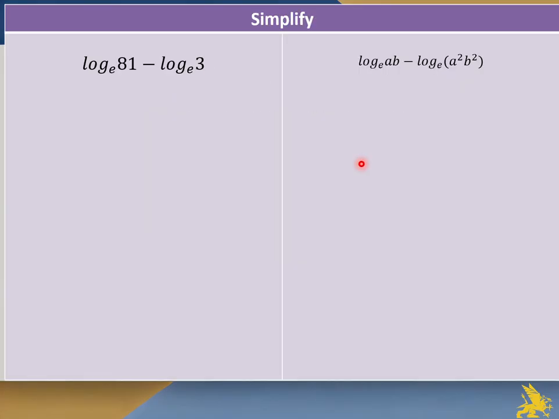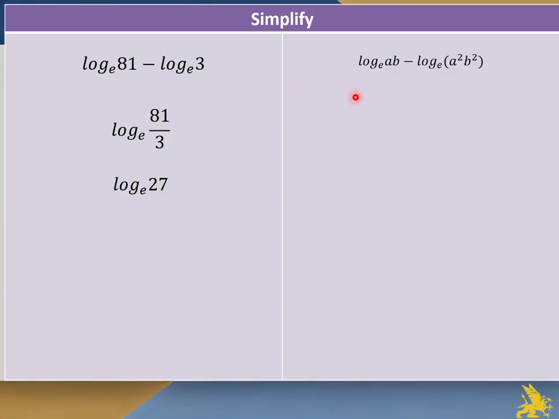Okay, let's go over a couple of these examples. So we've got log base e 81, take away log base e 3. The first thing I'm going to do, we know it's take away, so we are dividing. So we've got log e 81 over 3. The next part is we can simplify that, so we will get log base e 27.